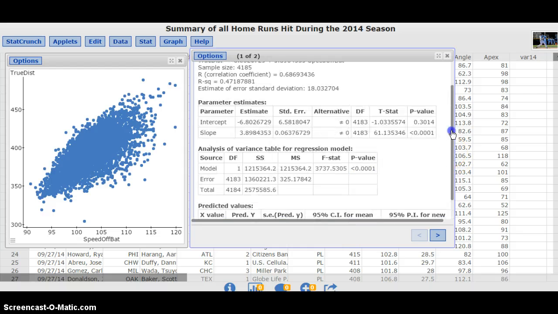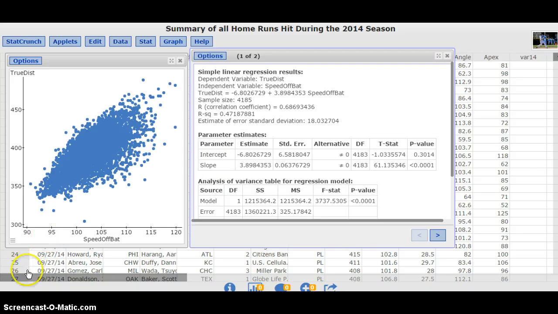In any case, guys, I hope this helps get you started on your StatCrunch assignment. If you have any questions or anything, by all means, let me know.